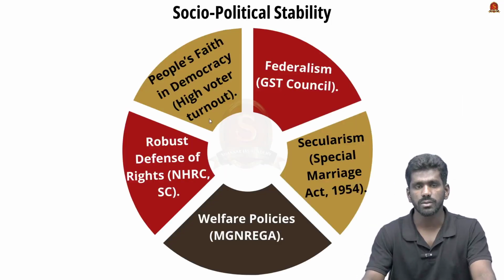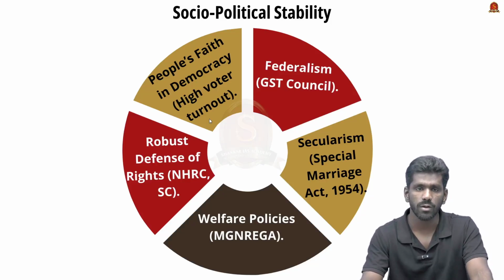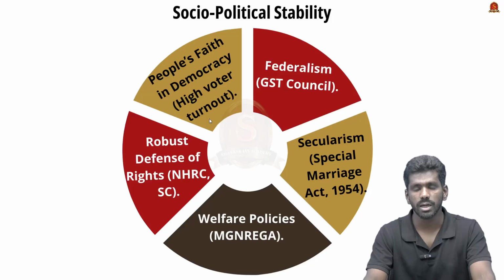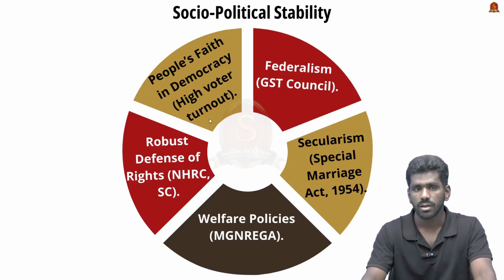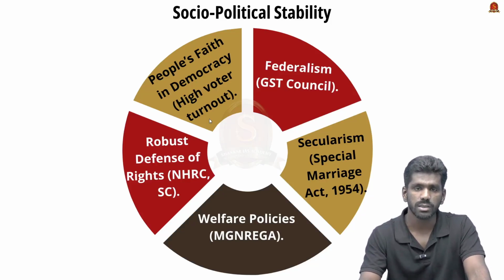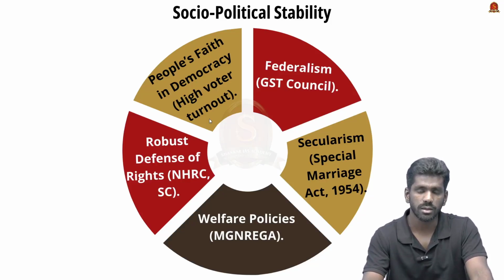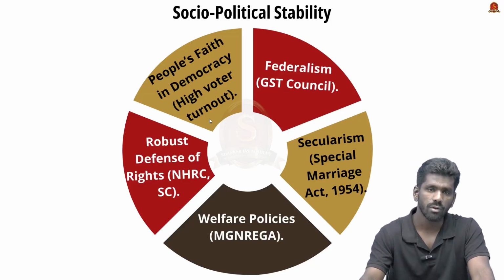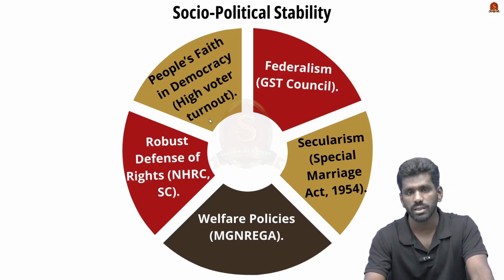Now let us see the socio-political stability of the Constitution. Federalism balances the center-state relations. For example, the GST Council ensures cooperative federalism. Secularism maintains religious harmony. On one hand, federalism maintains center-state harmony. On the other hand, secularism maintains religious harmony. Welfare policies reduce inequalities. The people's faith in democracy sustains the constitution. For example, the higher voter turnout in Lok Sabha elections shows the people's faith in democracy.